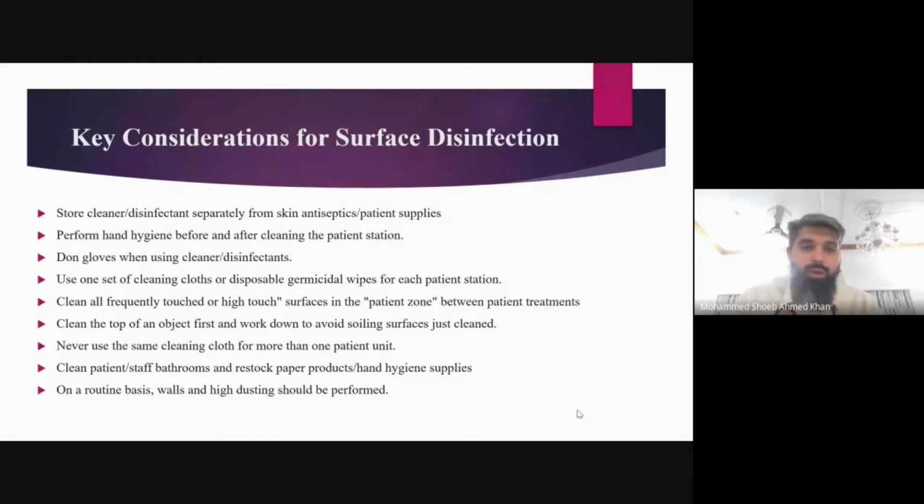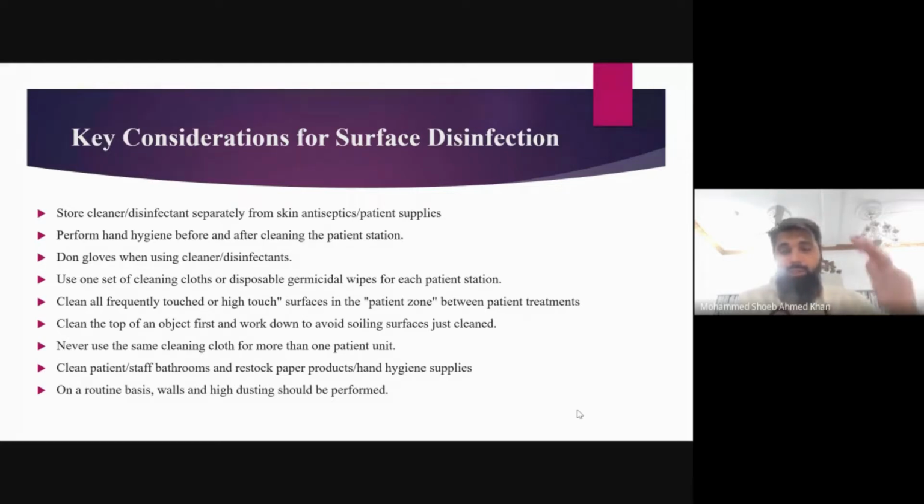And most important, even the bathrooms must be empowered, or all these things like tissue papers and soap must be there. If there is no soap, what can the patient do? He may just come out like that. So these things should be kept and must be followed on a routine basis.